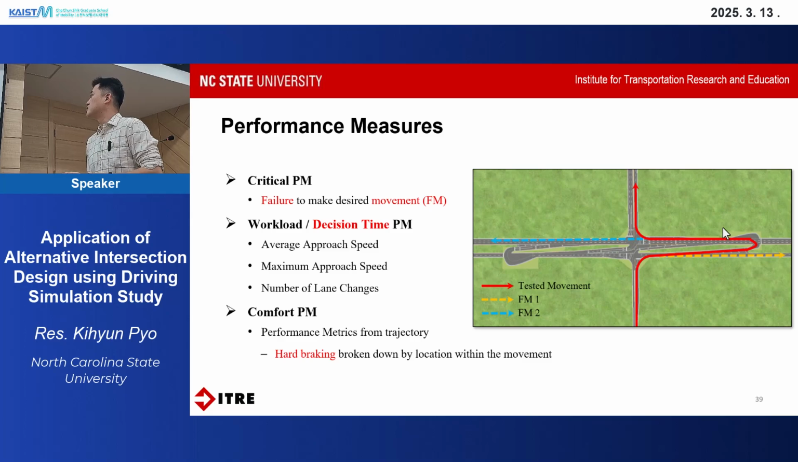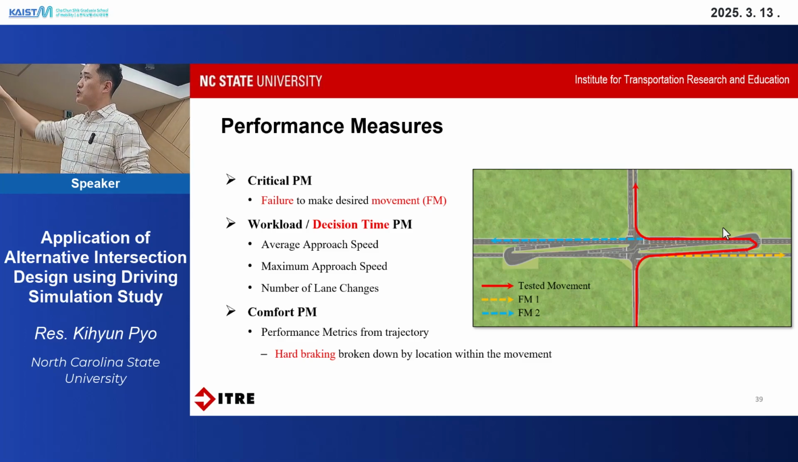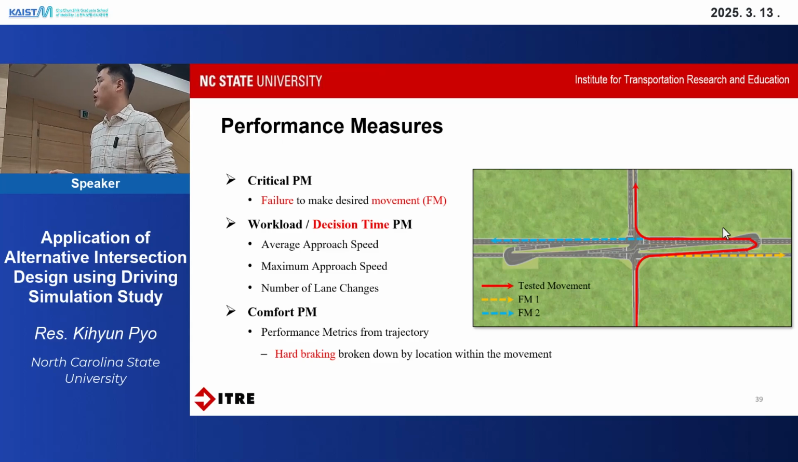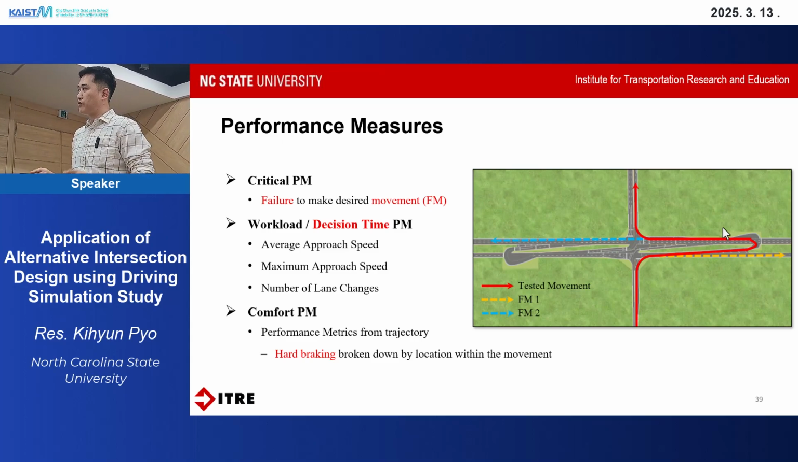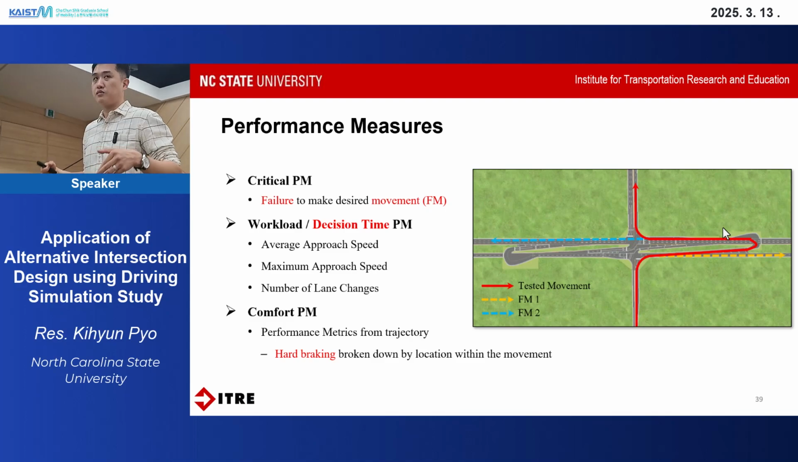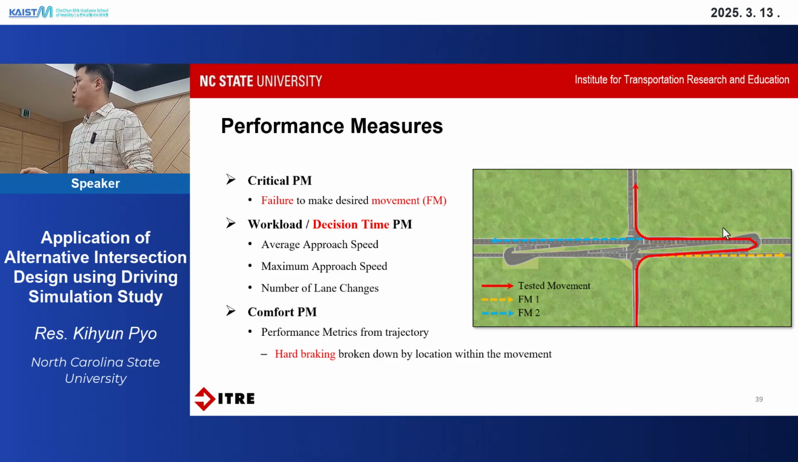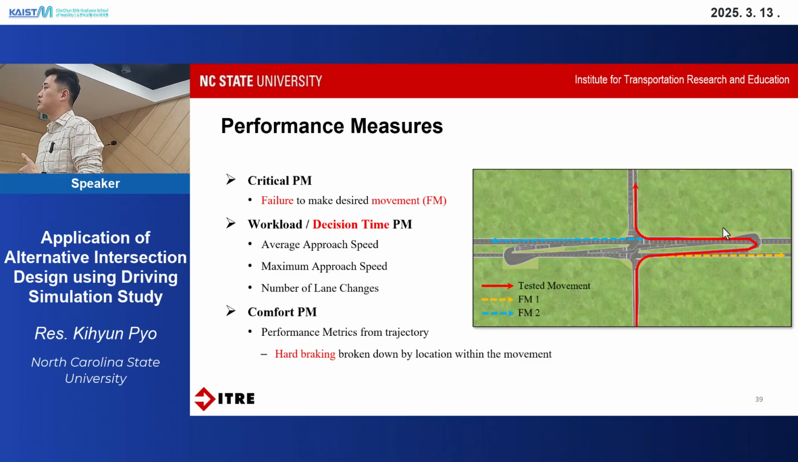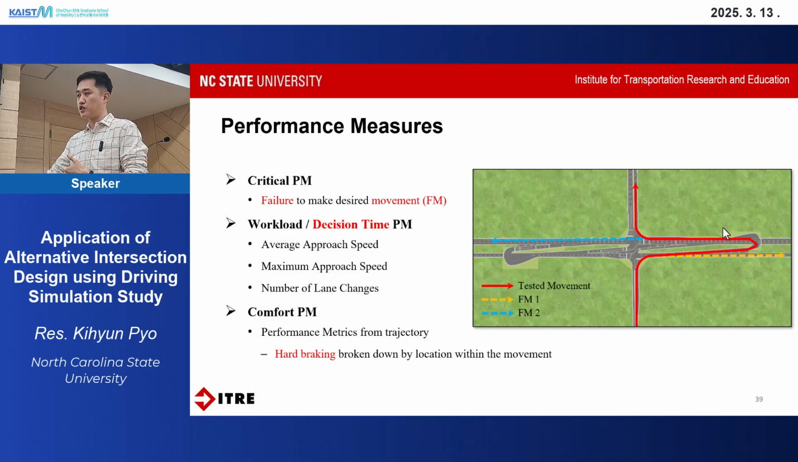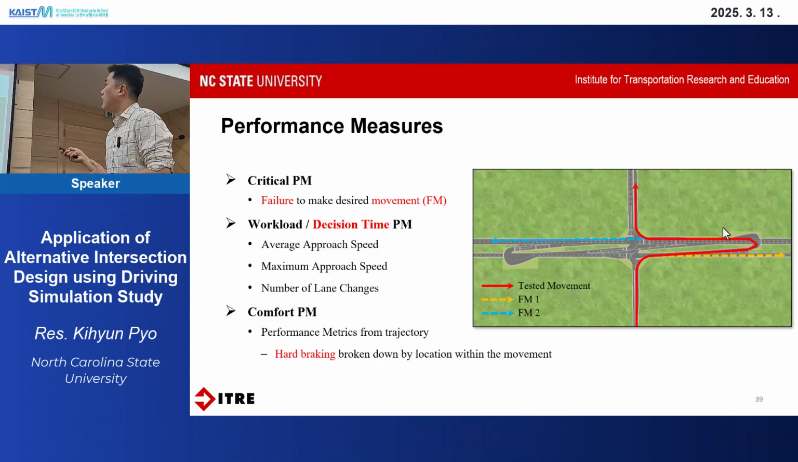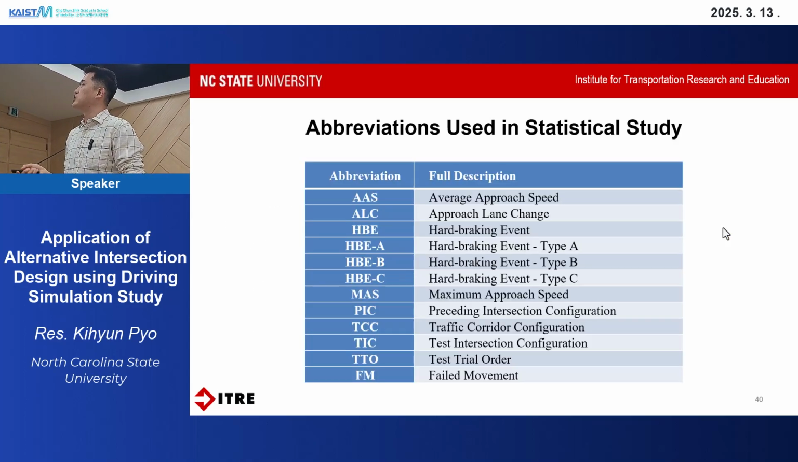About the performance measures, we were interested in 3 factors. The first one is critical performance measures, like failure movement. The second one is the distance and time performance measure, related to average speed and the number of lane changes. The third one is comfort performance measures, so how frequent hard braking is at a specific area and specific intersection. Actually, for the second and third performance measures, we can get the data from the trajectory data from the simulation motion-based CSV file.